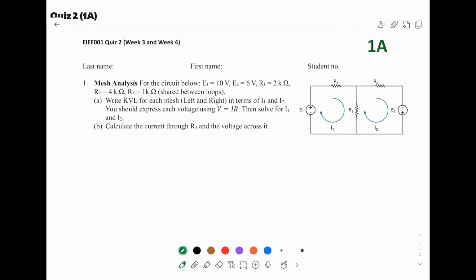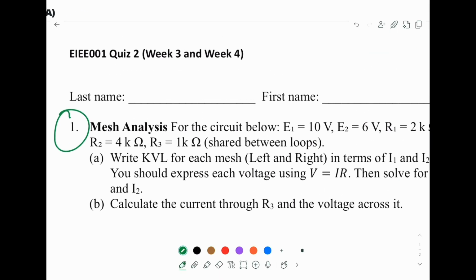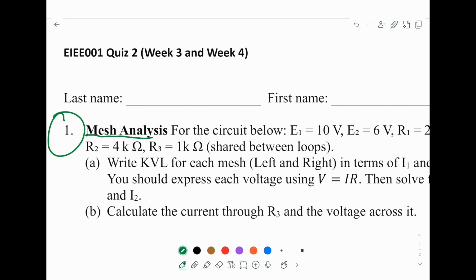This is paper 1A of quiz 2. In this question 1, you need to do mesh analysis. So let's look at the circuit.